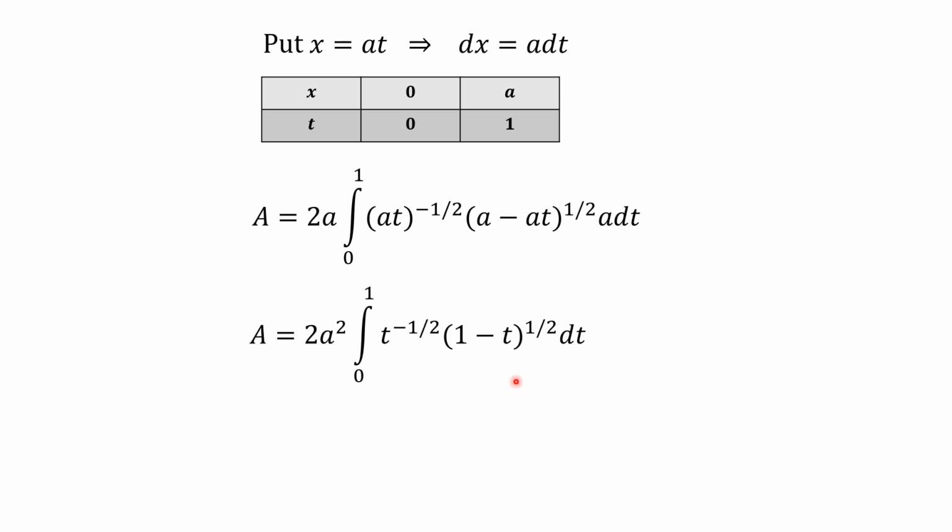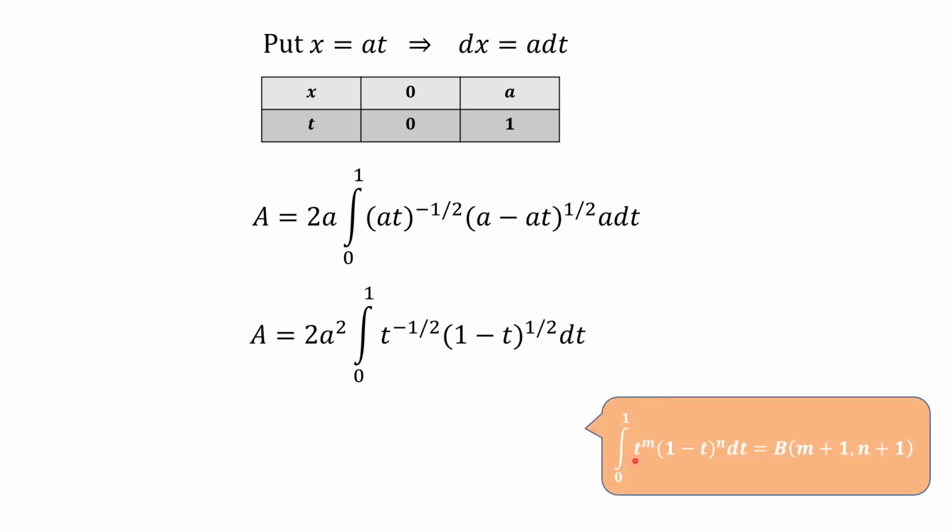Now we are going to use the definition of the beta function, which is the integration from 0 to 1 of t raised to m, (1 minus t) raised to n dt, is equal to beta of (m plus 1, n plus 1). So here our m is minus 1 by 2 and n is 1 by 2. So replace those values here. Therefore, the value of this integral is A is equal to 2a square beta of (minus 1 by 2 plus 1, 1 by 2 plus 1).